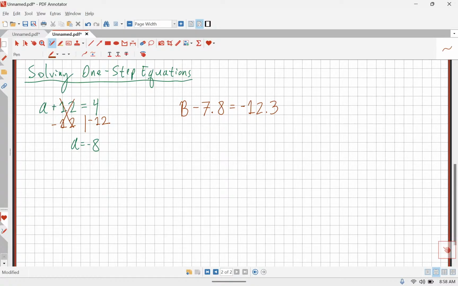Perfect. What is the opposite of minus 7.8? Will you give me a little bar and give me a plus 7.8 on this side? Beautiful. Awesome. And now do the same thing over here. And here's the thing, Addie. Oh, wait. Plus 7.8, right?